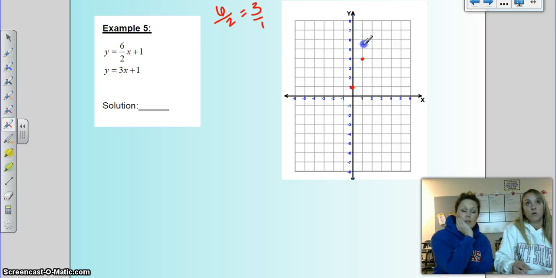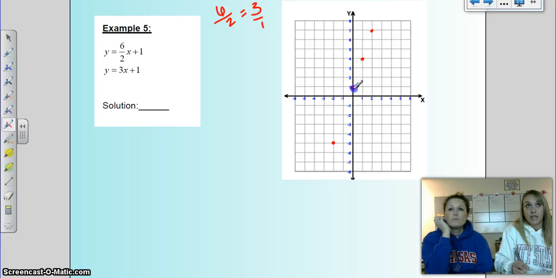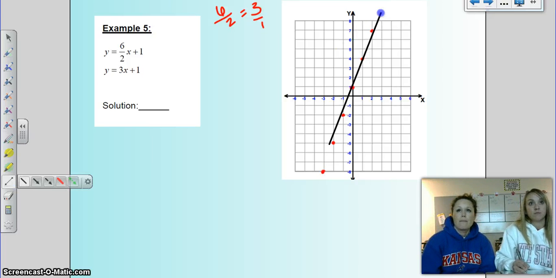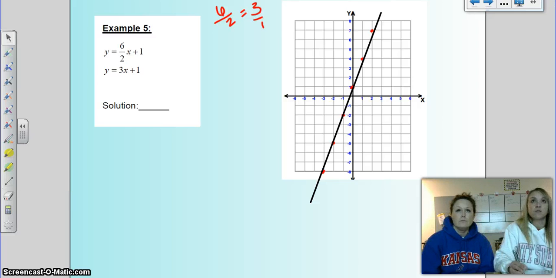Or I can go down 6: 1, 2, 3, 4, 5, 6, over left 2: 1, 2. Yeah, it's the same thing. So if I would have gone down 1, 2, 3 over 1, it's right still there in the path. Okay, and then we're going to connect our dots. Cool.